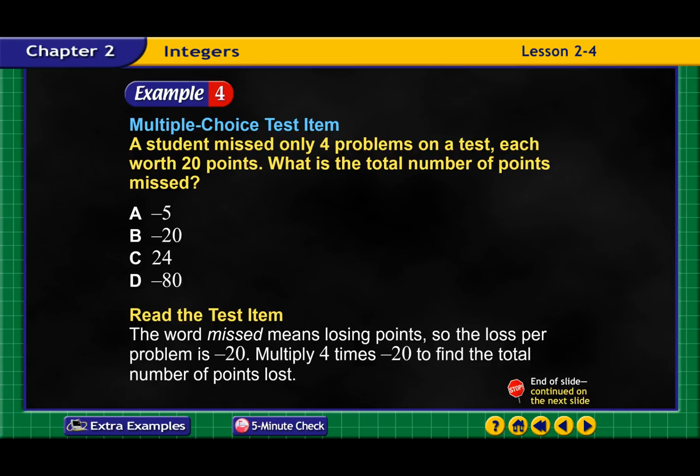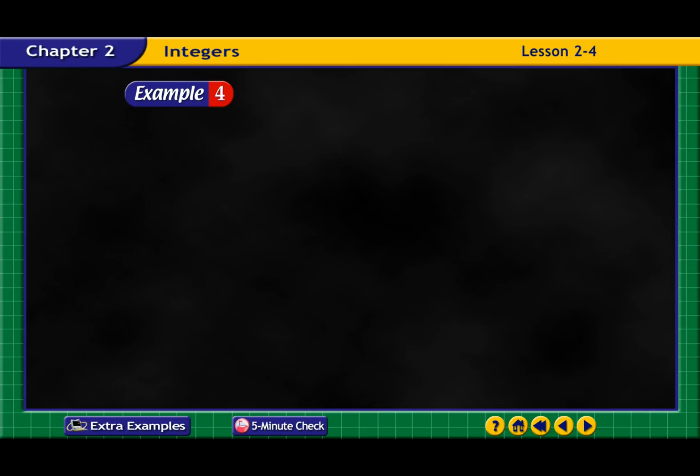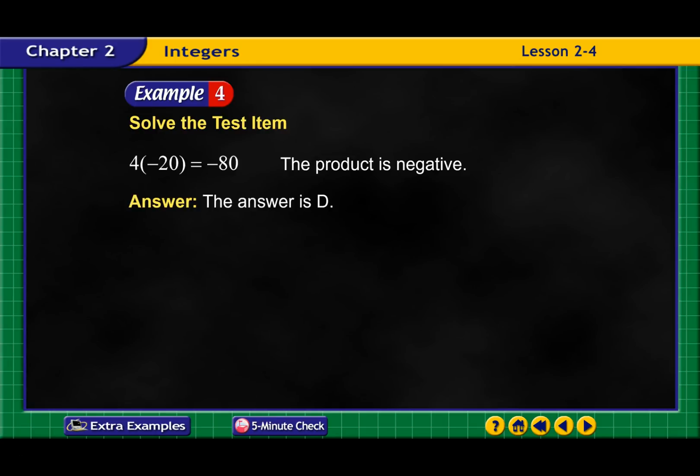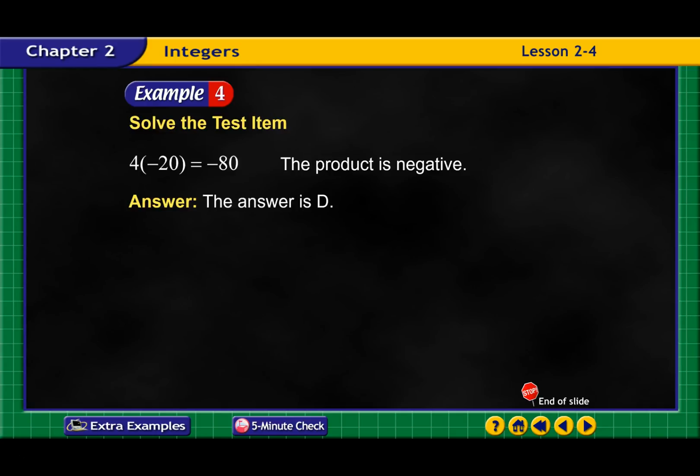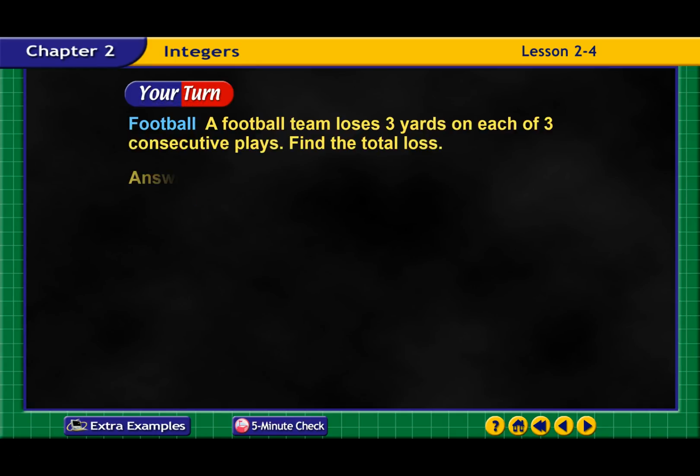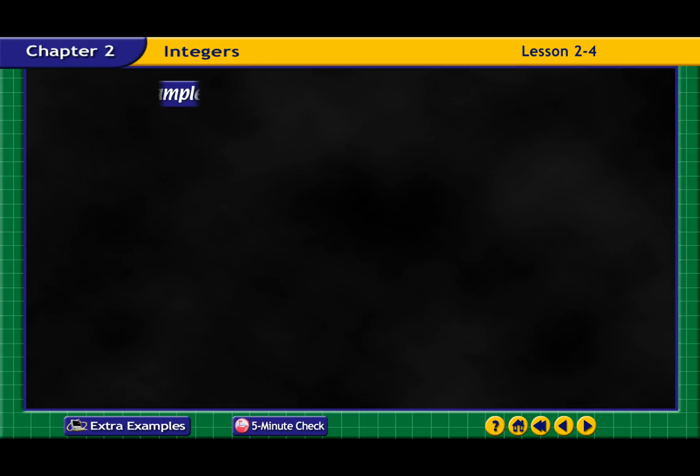All right, so the word he missed means he's only losing those points. So the loss per problem is -20. Multiply each of that 4 times would be a total number of points lost. So it would be 4 times -20. 4 times -20 is -80. We go back and look at our answers. A, B, C, D is -80. So the answer would be D. I'm going to be nice and let you skip that one.